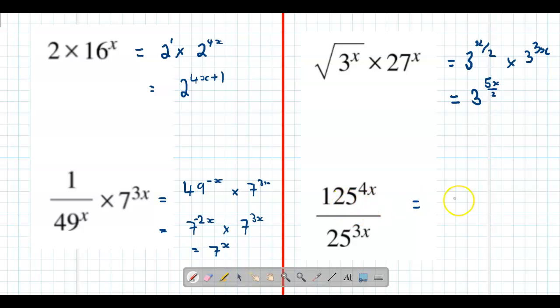The prime base here will have to be 5, so I'm going to change the top number to 5. Now 125 is 5 cubed, so we have 5 cubed times 4x, which is going to give me 5 to the power of 12x. And then we're going to divide that. 25 becomes 5 squared. So when I square, I times by 2, so I have 6x. This divide means I'm going to take away the powers. So I'm going to do 12x, take away 6x, leaving me with 6x.